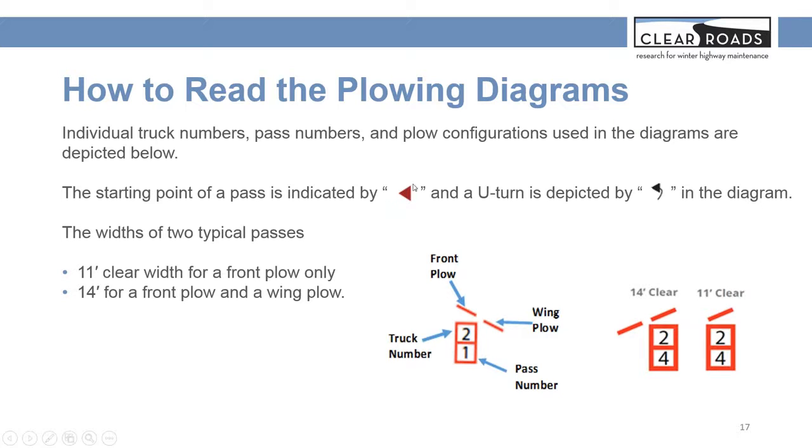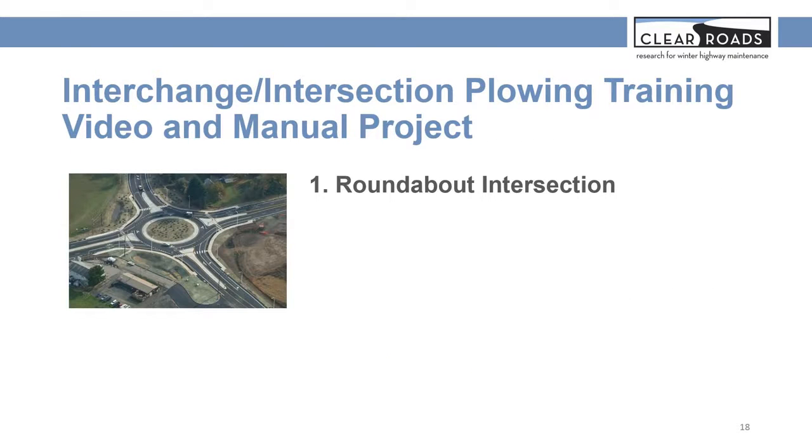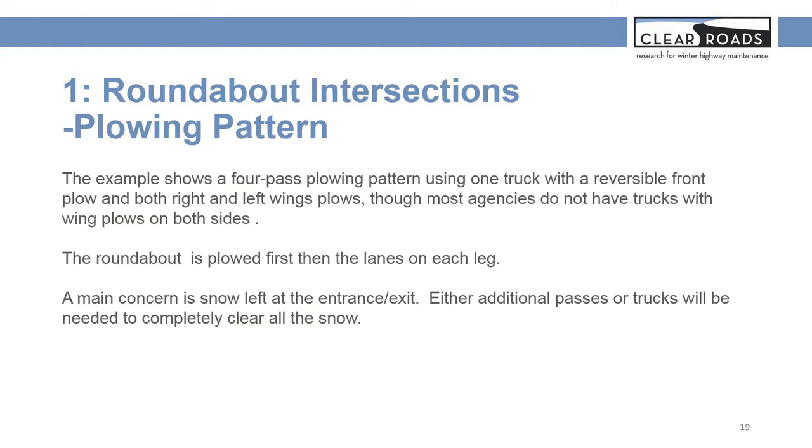We also have some notes, like the triangle to indicate the starting point, and the U-turn arrow to show the U-turn of this track. So this is how to read the diagram. Then we are ready to learn how to plow each configuration. The first one is the roundabout.